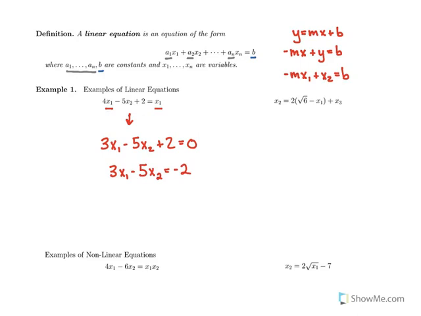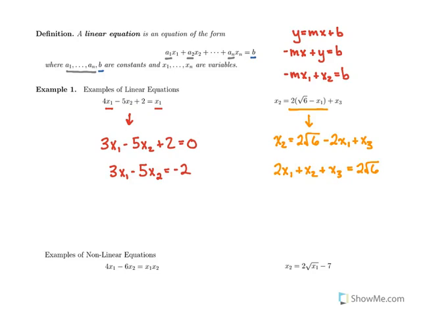In this other example, what's a little bit different is that I have some parentheses, but I can distribute that 2 to both terms, move all the x's to one side, and I can get something of the form in the definition. So here I have x2 equals 2 root 6 minus 2x1 plus x3. If I move all the x's to one side, I'm going to have 2x1 plus x2 plus x3 equals 2 root 6, something of the form that I have above. Remember, 2 root 6 is just a constant, even though it's in a square root, that doesn't make any difference.